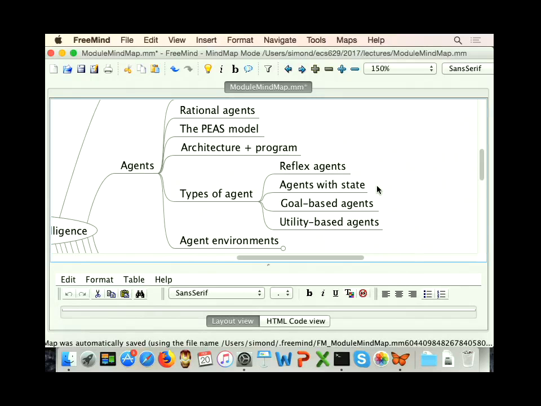And then goal-based, utility-based agents. So these are more general purpose. You can give them a goal or a problem to solve, and it will solve that problem. Or if you give them a utility function, they will maximise that utility function.